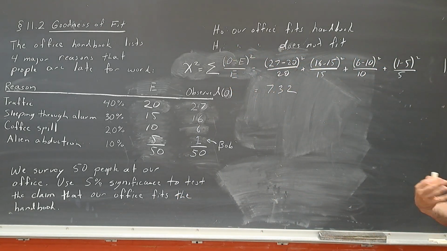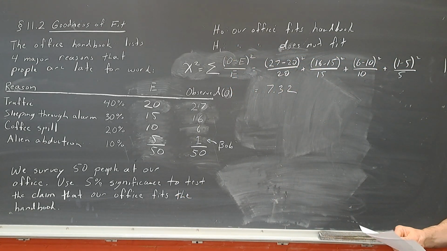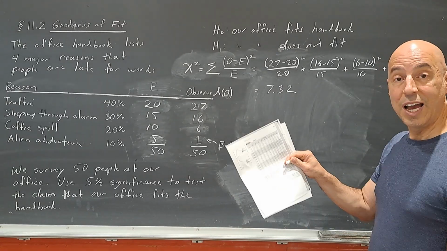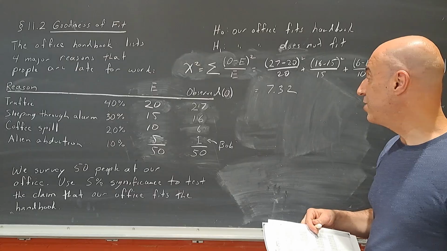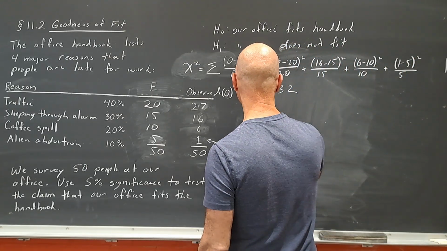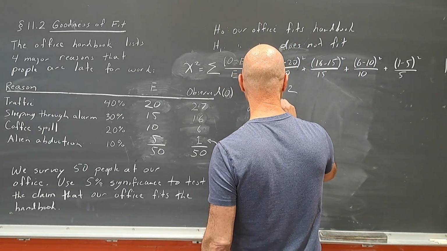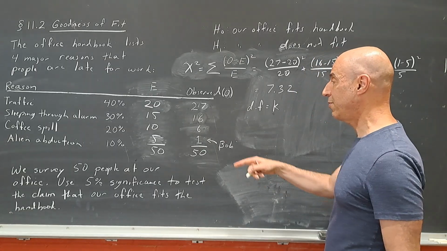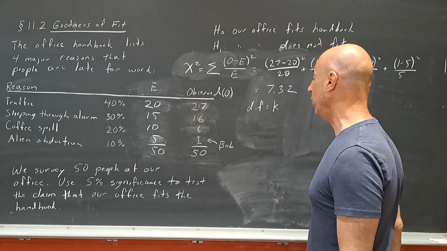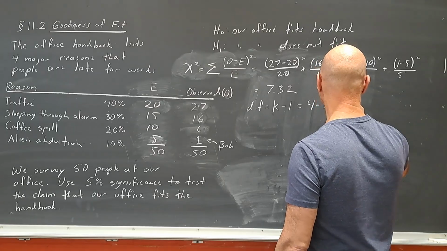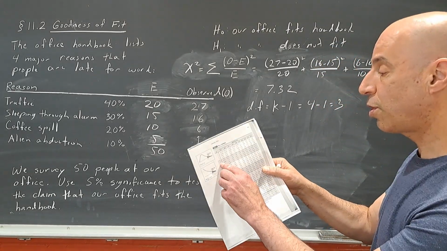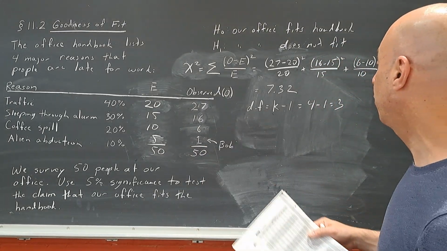Next, we have to find the p-value. To do that, we're going to use our chi-square table. And if we want to use our chi-square table, we need a number of degrees of freedom. So degrees of freedom, when we're doing goodness of fit test, is just the number of categories. So k is the number of categories, 1, 2, 3, 4 categories, minus 1. So in this case, it's 4 minus 1, or 3. We're going to be using the third row of our table, the one labeled 3.